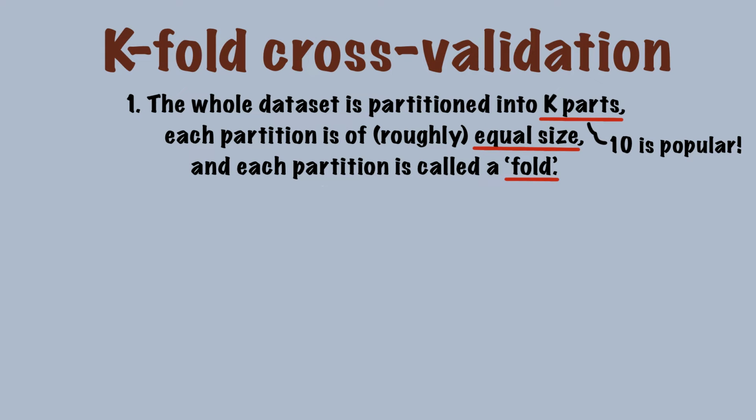First, we partition the whole dataset into k parts with roughly equal size, and each part is called a fold, which is why this method is called k-fold cross-validation. For example, we assign k as 4. So this dataset is randomly partitioned into 4 parts.